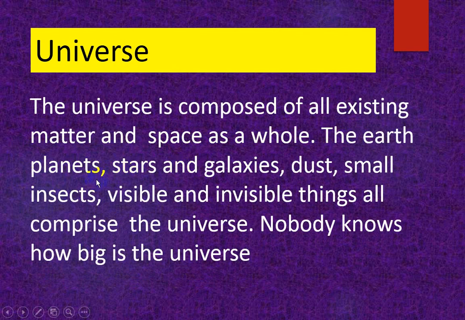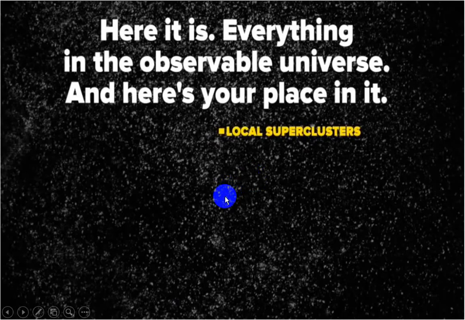Earth, planets, stars, galaxies, dust, even a small insect is matter composed in the universe. Visible things, invisible things, all comprise the universe. Nobody knows how big the universe is. How big is the universe? Here is part of the universe. Here is everything, the observable universe. Here is your place in it.